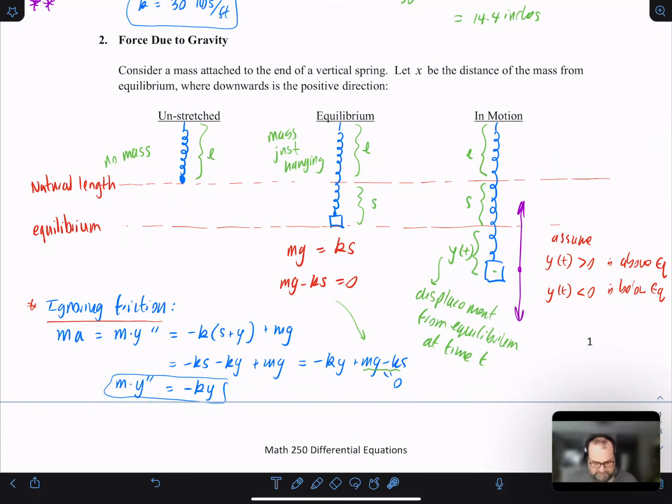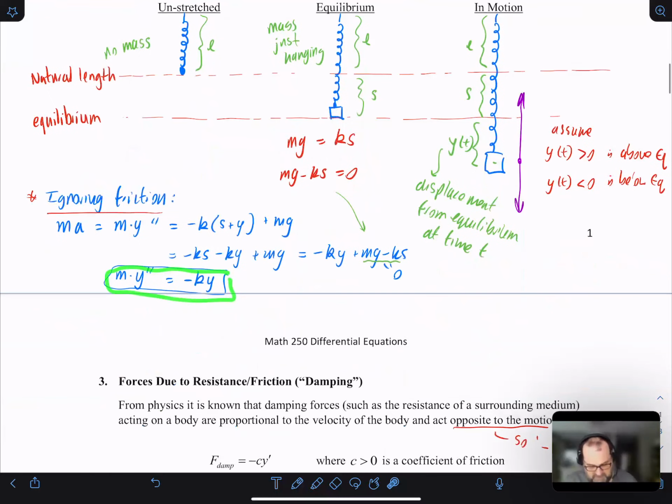So basically, the point of this is that if we work from equilibrium instead of from natural length, then the effect of gravity is already built into the question, and I don't need to address it with its own force term in the model. That is all we are justifying here. We have taken care of the effect of gravity by working from equilibrium instead of from the natural length, so we start with equilibrium. All right, so that's the result there.